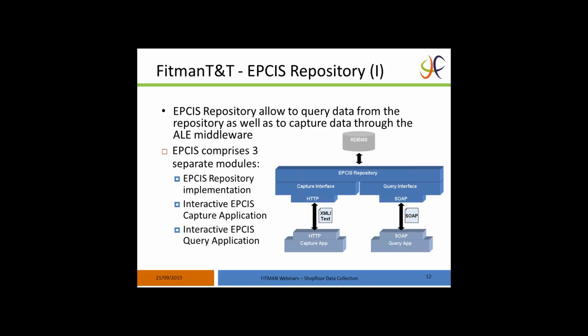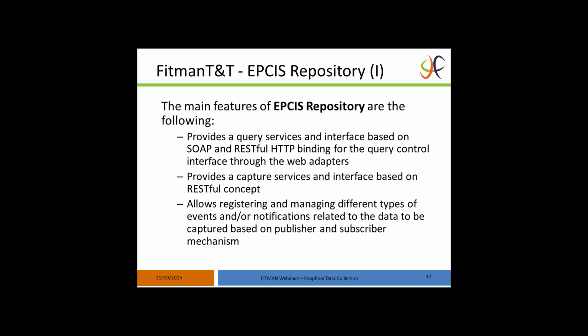In the lower layers of Fosstrak, we have the EPC repository. As you can see here, it's comprised of 3 separate modules. We have the repository implementation itself, and then we have 2 different applications. One is the capture application, in order to capture the events sent by the middleware, and then we have another one in charge of querying, in order to retrieve information regarding the EPC events.